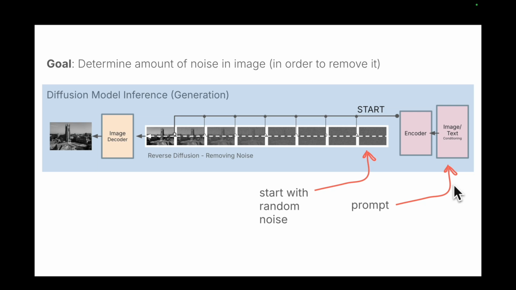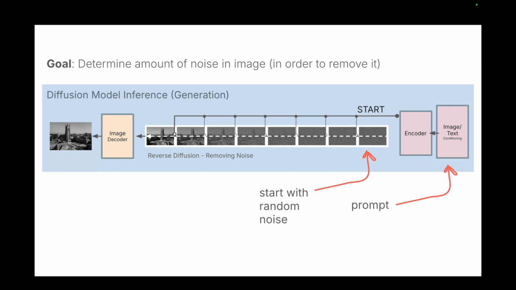You can see our image text conditioning. This is what we would call the prompt. This prompt is turned into a number with our encoder. And then here we're going to start with random noise. So diffusion models actually start the generation process with completely random noise. That's why you can get different results with the same prompt, because it's random noise that you start out with.